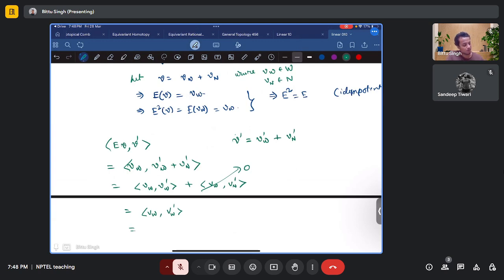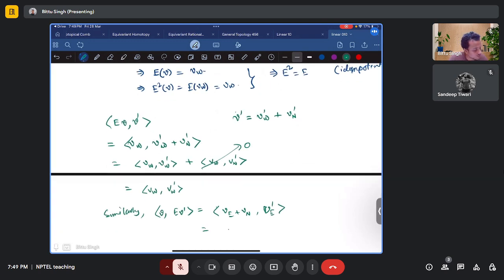Now we do the opposite thing. Similarly, we can show that if we start with V and EV dash, we will get the same thing, right? For V, it is Vw plus Vn, but EV dash means it is actually Vw dash. My notations are not so good, that's why I am making lots of mistakes. So, sorry, Vw.